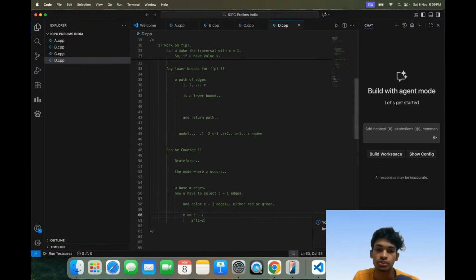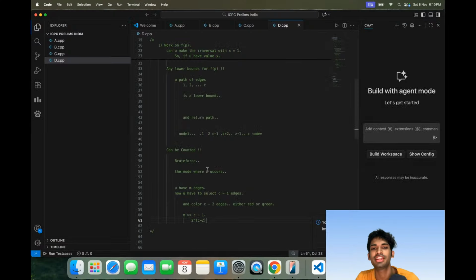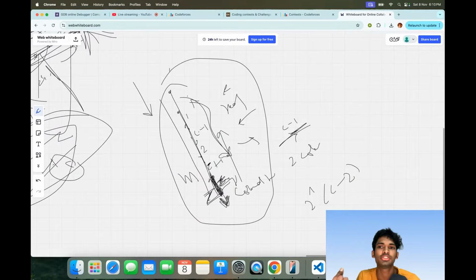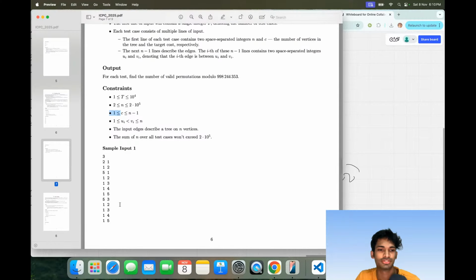Okay, M is greater than or equal to C minus 1, because all of 1 to C minus 1 must fall on that path, right? So M is greater than or equal to C minus 1. And then 2^(C-2). What if C equals 1 or something? If C equals 1, it's impossible, right? C equals 1 is impossible. Why? You have to cross edge 1, then you make it 2, and then you come back. So C equals 1 is impossible. Anyway, we need not worry about that. For C equals 1, the answer is 0.